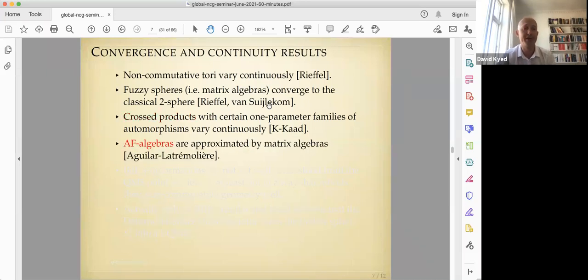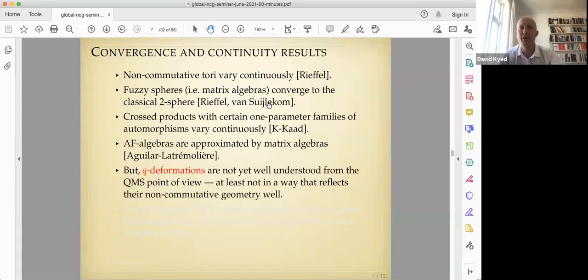You can also prove that AF algebras are approximated by matrix algebras. This sounds maybe like a tautology, because this is how AF algebras are built. But I mean that if you have an inductive limit of matrix algebras, each with their quantum metric structure, under reasonable assumptions you can build a quantum metric structure on the inductive limit, the AF algebra, and then the convergence will actually take place in quantum Gromov-Hausdorff distance.